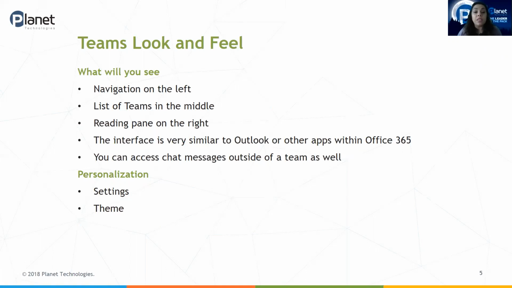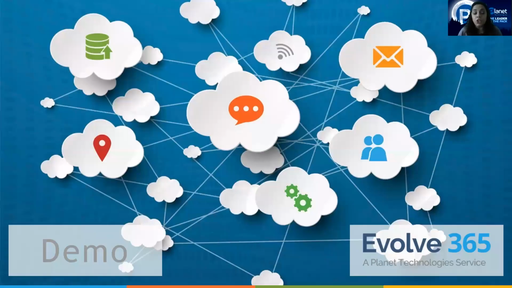You can access chat messages outside of the team as well. So you can have team conversations, which we'll look at really closely, but you can also have those kind of IM conversations that you're used to in Skype for Business within Teams as well. So you can have those individual chats as well. We're going to look at the settings. The number of settings or the personalization that is available is limited, but you do have some options within the Teams app where you can go in and personalize it to work for you. So let's go ahead and jump in and look at the interface.